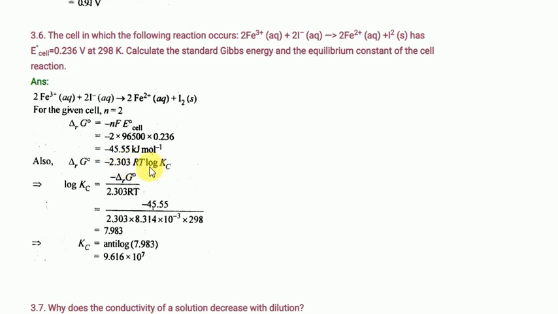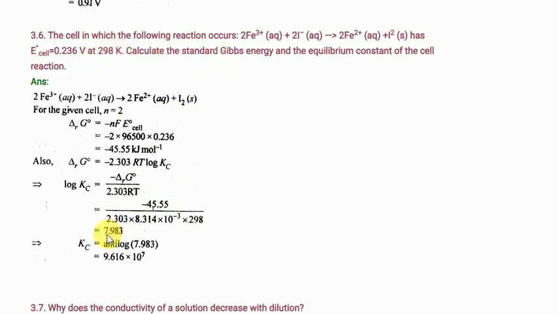Now I want log Kc. Log Kc is equal to this value divided by this value, so minus delta G by 2.303 RT. Substitute the values: delta G is already mentioned, 45.55 kilojoules per mole, and the R value is 8.314 times 10 to the power minus 3. The temperature is already given, 298 kelvins.